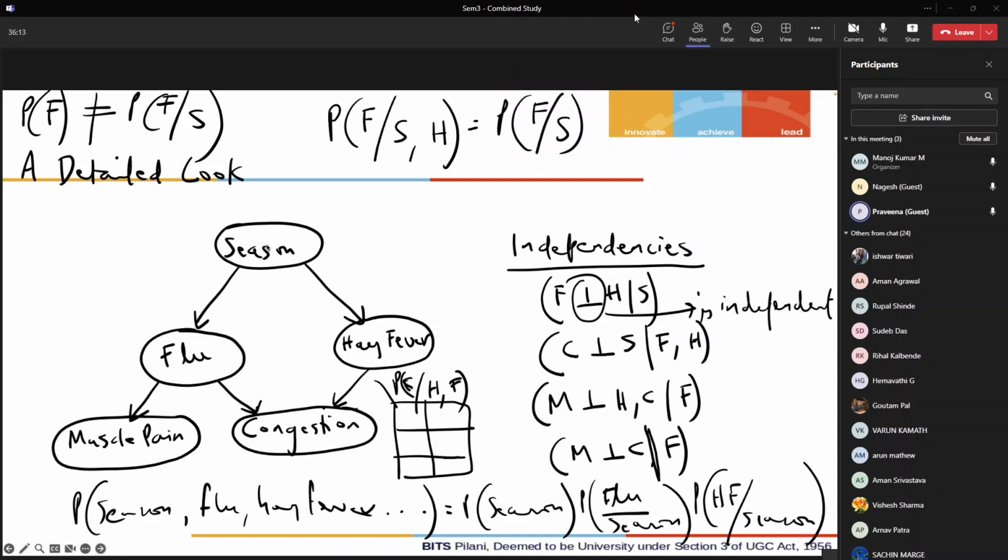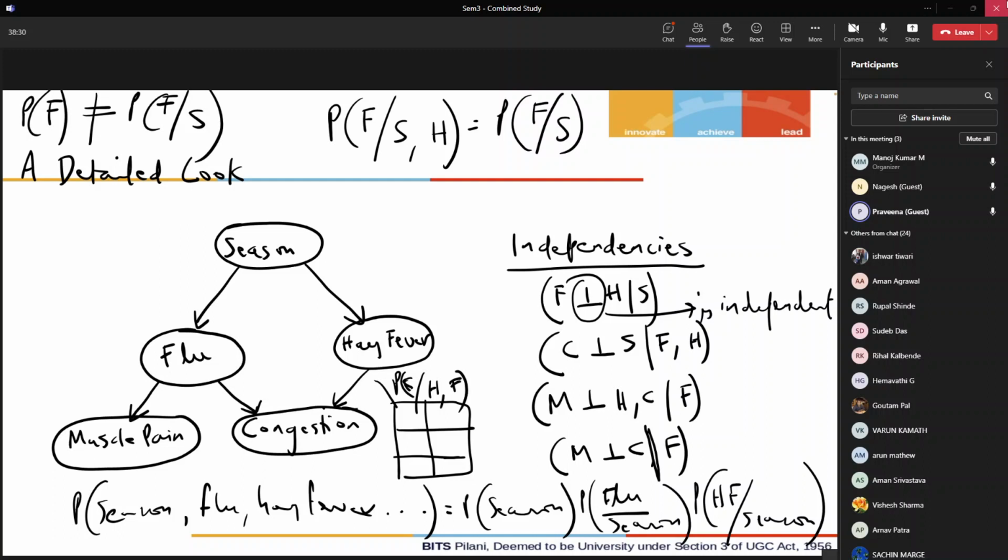Probability of S comma F comma H comma M comma C. I'm taking the first letters of each of these random variables. So H also, high fever also. So one, two, three, four, five, right? Yes. Okay.